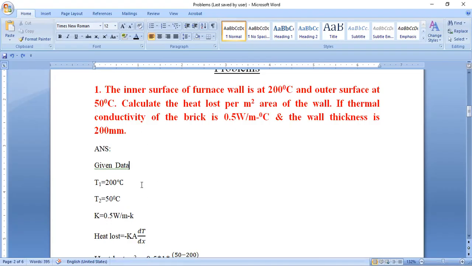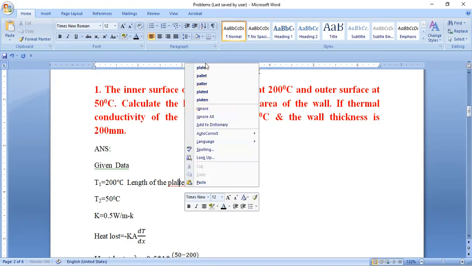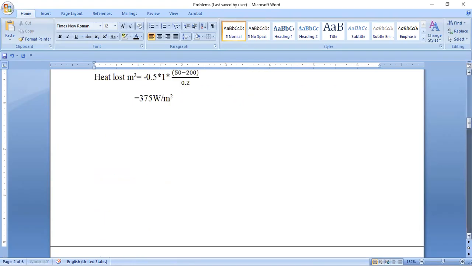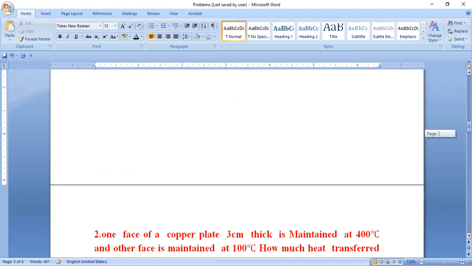One more, the length of the plate. Length of the plate equals 200 mm, which is equal to 0.2 meter.